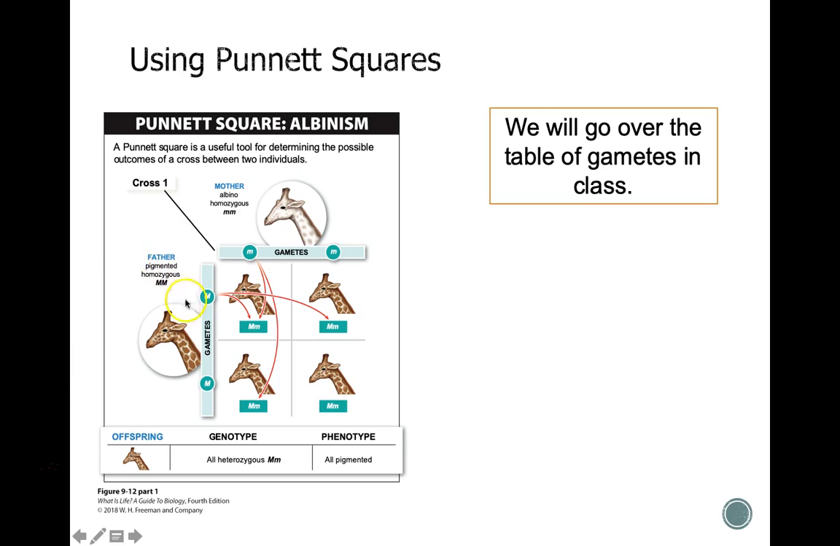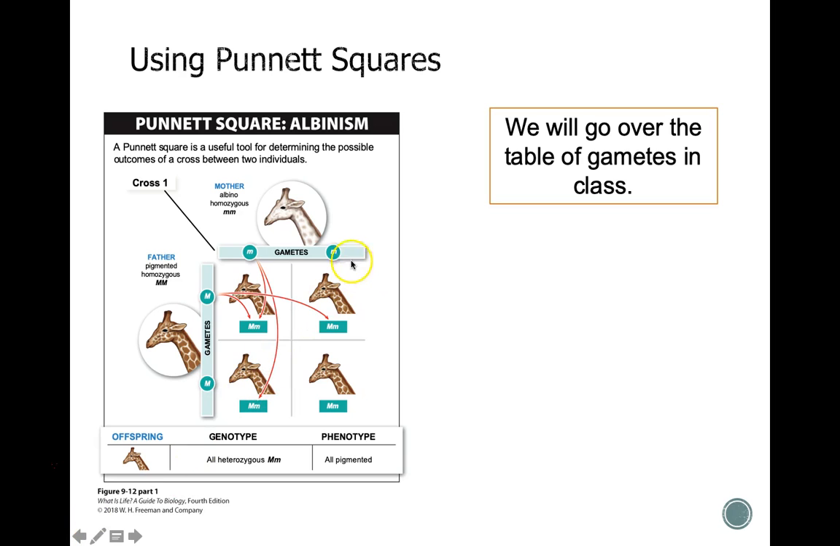Now, let's just assume for now that dad is also homozygous. Maybe we know this for sure, maybe we don't. But his alleles are going to segregate through the same process in meiosis, and his sperm are each going to contain a dominant allele, or the normal pigment allele.